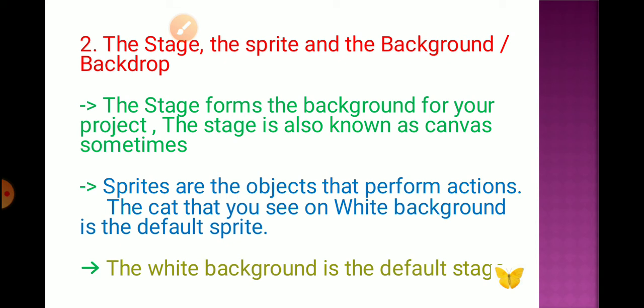Sprites are the objects that perform actions. The cat is the default sprite. The cat that you see on white background is the default sprite. Whenever you start the Scratch interface, you can see the cat on screen, on stage. So this is a default sprite, as well as you can see the white background. So white background is the default stage.